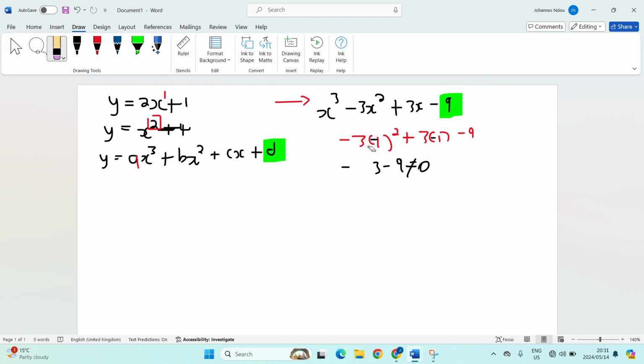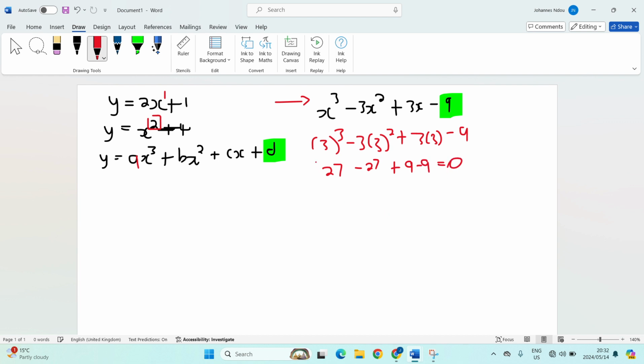Now, I'm going to pick another number. I'm going to go to 3. Why am I going to 3? I'm not just plugging any random natural number or integer, but a number which is a multiple of d. It can be both positive or negative, it doesn't matter. Now let's plug in 3 to see if it will yield 0. That is 3 to the power of 3 minus 3 times 3 squared plus 3 times 3 minus 9. Now 3 cubed is 27, 3 times 3 squared is negative 27, 3 times 3 is positive 9, minus 9. This gives you 0.